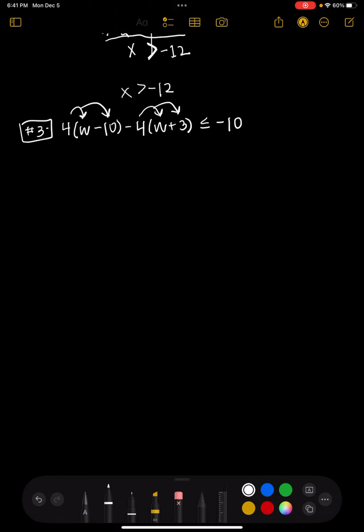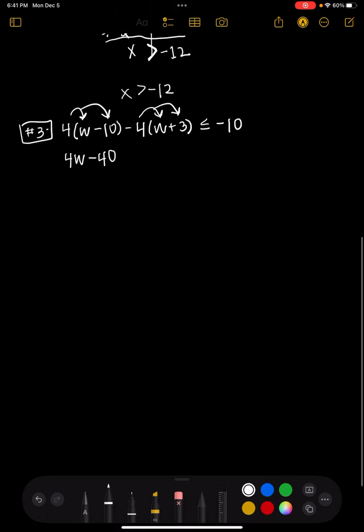So for the first set of parentheses, we have 4 times w, which gives us 4w, and then 4 times negative 10 gives me negative 40. And now, for the second set of parentheses, there's a 4 in front of it, but that 4 is negative, and so we have to distribute a negative 4, multiply each chunk by negative 4. So we have negative 4 times w, which gives me a negative 4w, and then a negative 4 times 3, which gives me negative 12, and then that's less than or equal to negative 10.